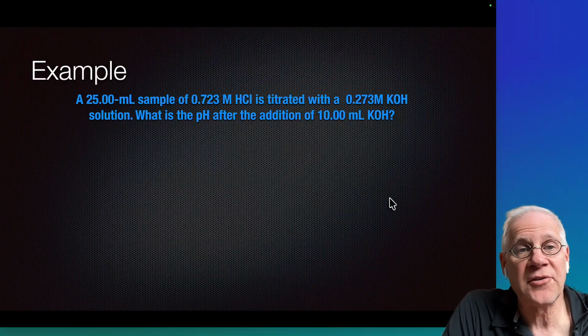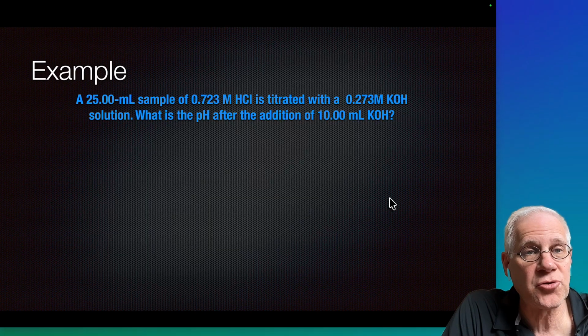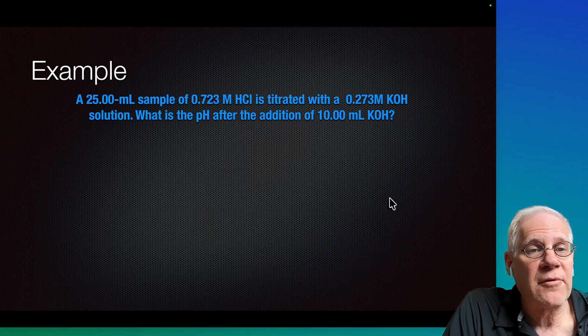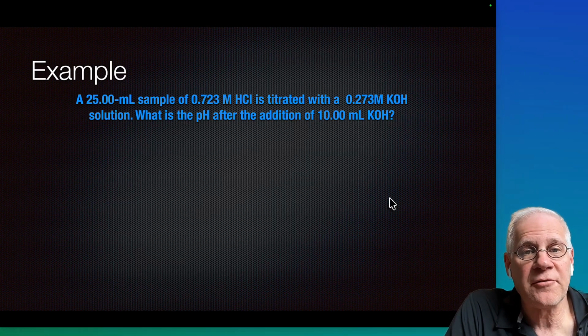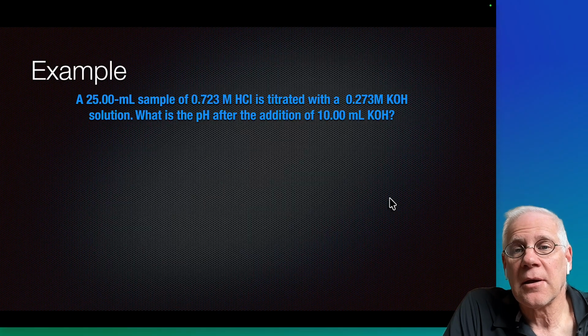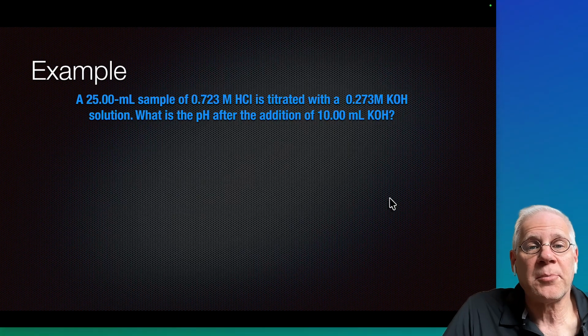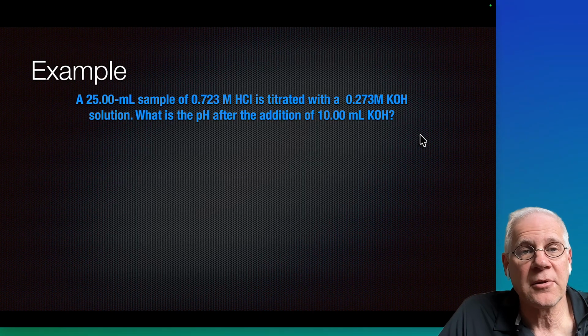So let's look at an example, and we'll calculate the pH of the solution before we reach the endpoint. So we have a 25 milliliter sample of HCl, with a molarity of 0.723. We're going to titrate that with potassium hydroxide, another strong base, that has a concentration of 0.273 molar. So what we want to know is, what is the pH after the addition of 10 milliliters of the potassium hydroxide?